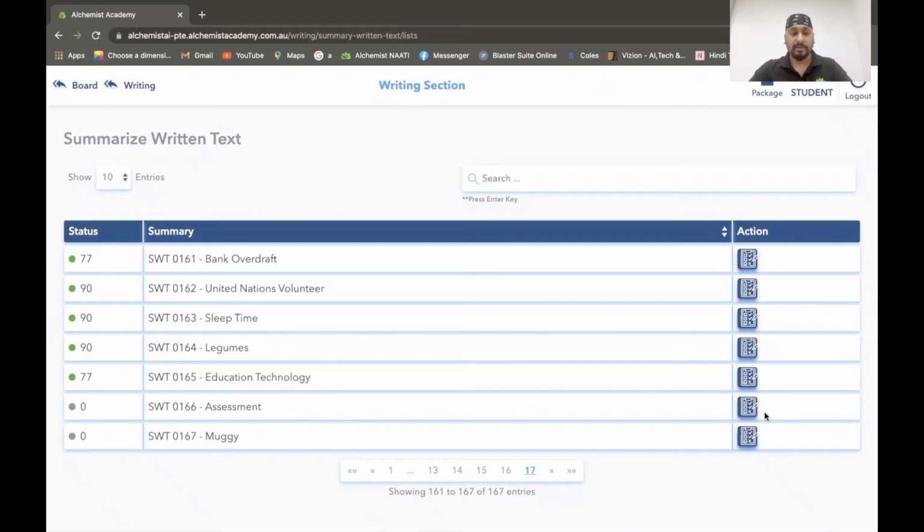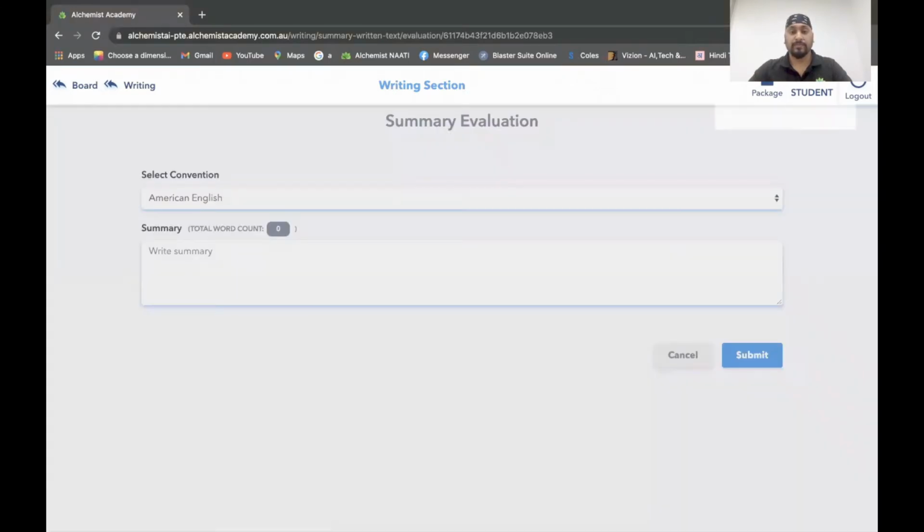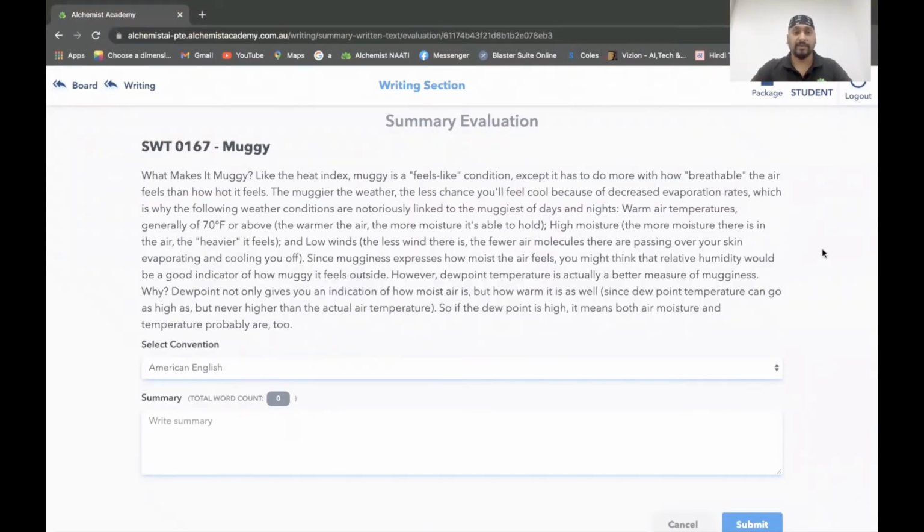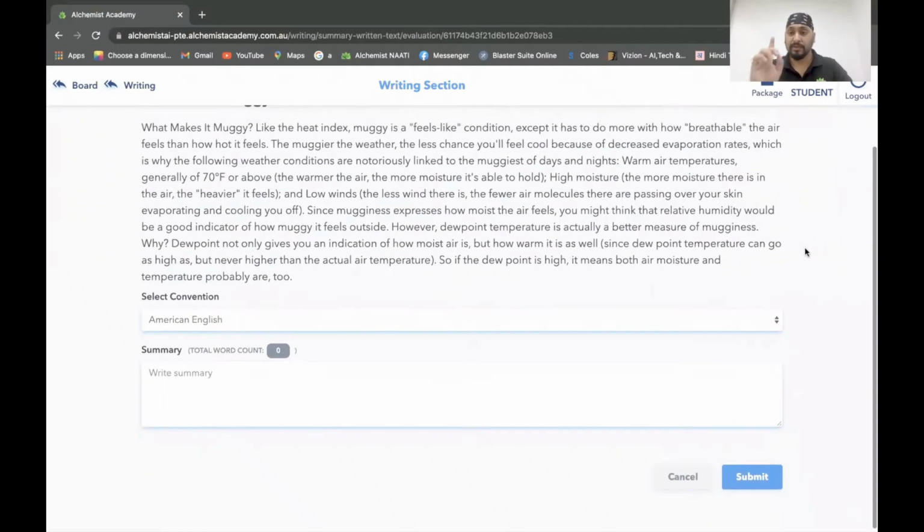Alright everyone, so the summary that I was talking about is this one here, which is under the name "muggy". Let's start with the summary here. So let's have a look. Now, first thing that we should always do while doing a summarized written text is quickly skim and scan. And as you can see, it says "muggy", it says weather, "muggy", warmer, "muggy", and it is talking about the air. It's basically about the weather and the air. Okay, so let's start reading it.